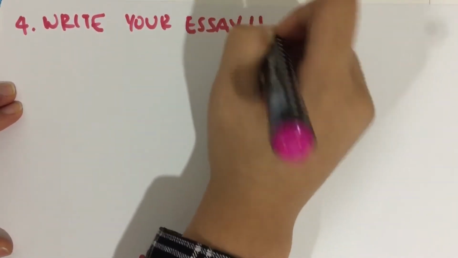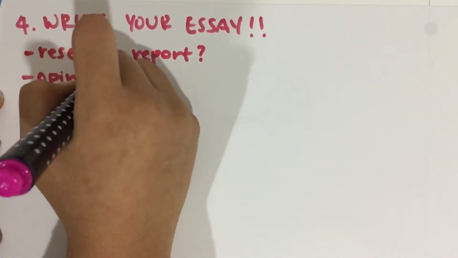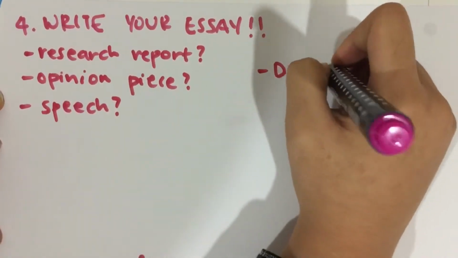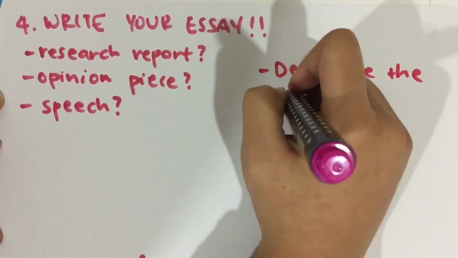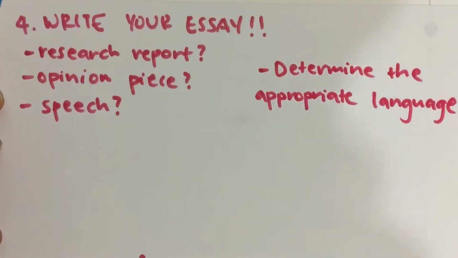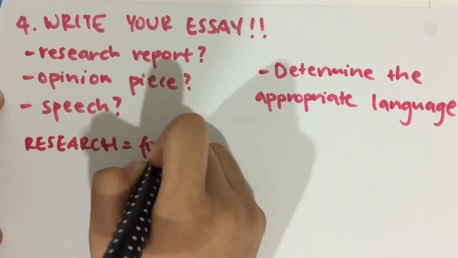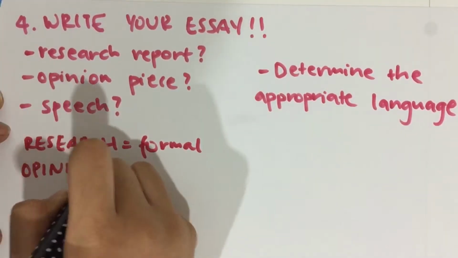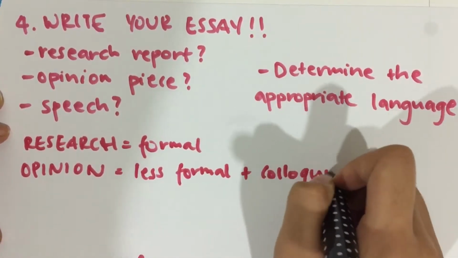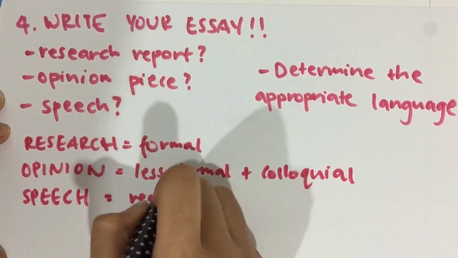Now it's time to write your essay. But where do you start? There are many different forms you can write your persuasive essay in, whether it be a research report, an opinion piece, or even as a speech. You'll need to identify which type of essay you are writing and what type of language is most appropriate. For example, if it is a research essay, keep the language formal. If it's an opinion piece, the language will be slightly less formal and more colloquial. If you're writing as a speech, make sure you read the essay out loud after you finish so that it is read aloud like a speech would be.